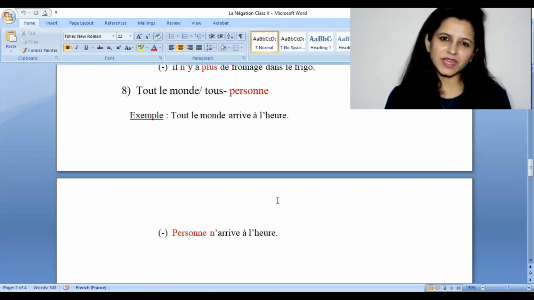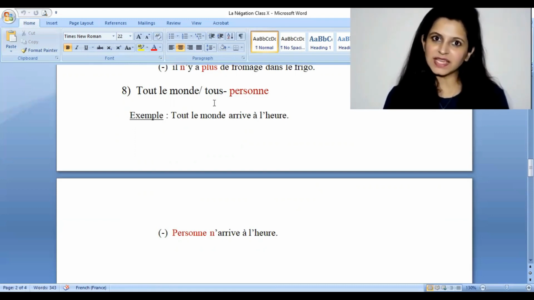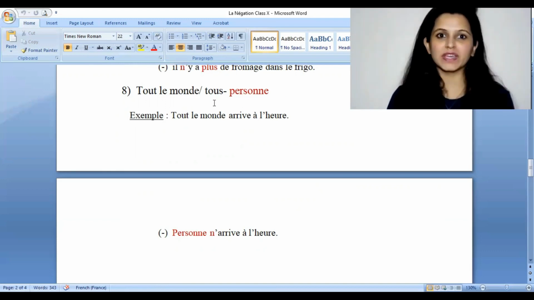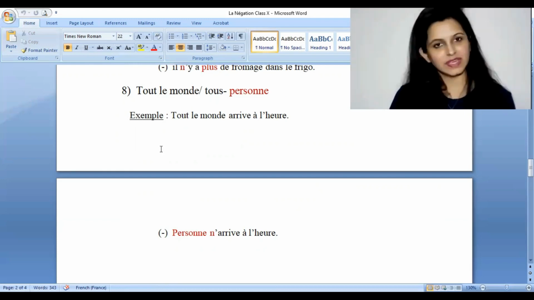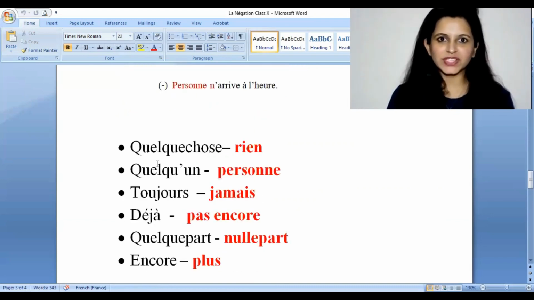Did you notice something here? Now the positive word was at the start of the sentence. The sentence was starting with tout le monde. So the negative will also be at the start only. Yes. When the positive word is at the start, the negative word will also be at the start only. And ne will always be before the verb. So ne we have written, and an apostrophe we've written before arrive. Yes. All right. So let's quickly recapitulate all of them.